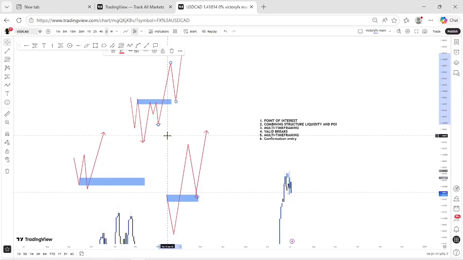So the two points of interest we'll be working with are: one, swept order blocks, and two, breakout blocks.